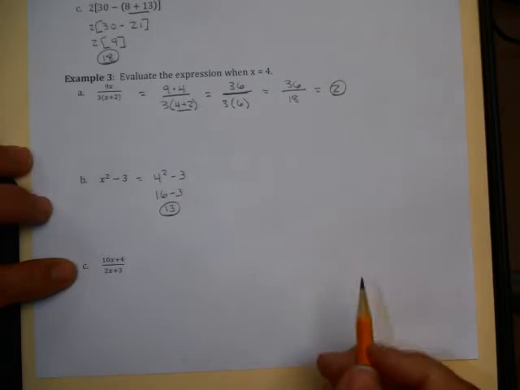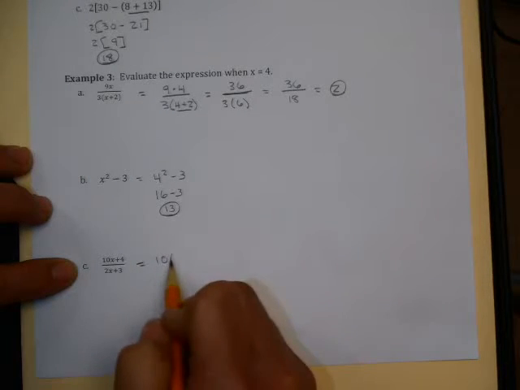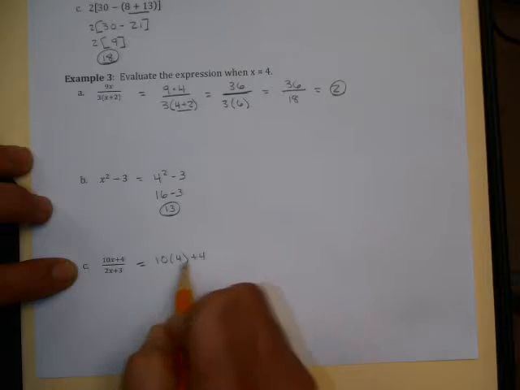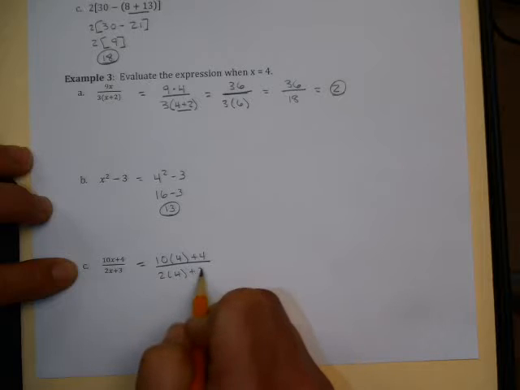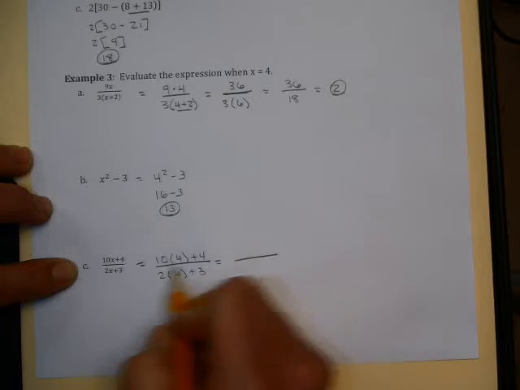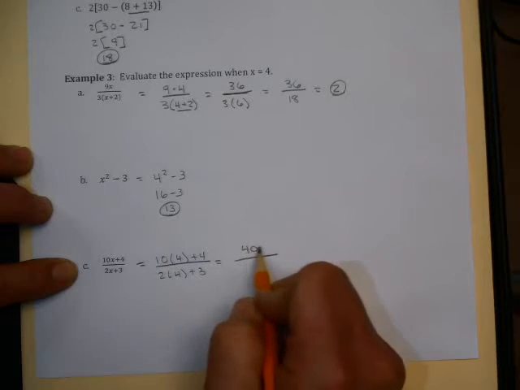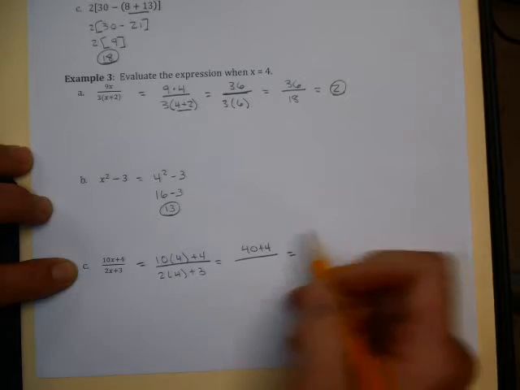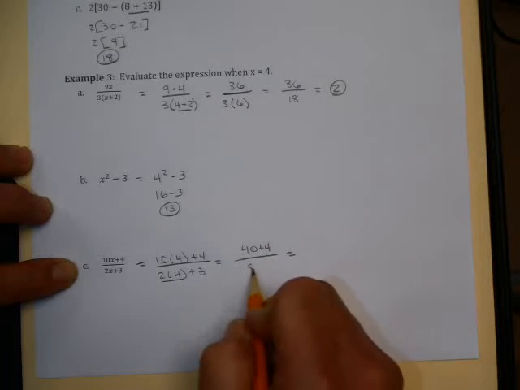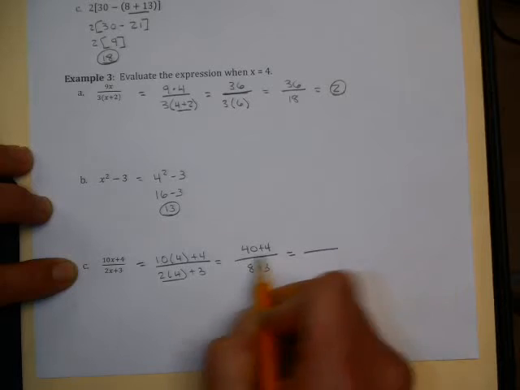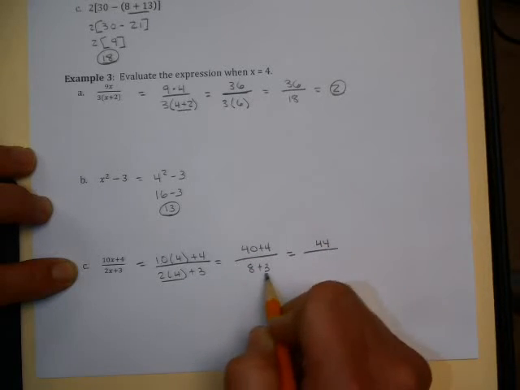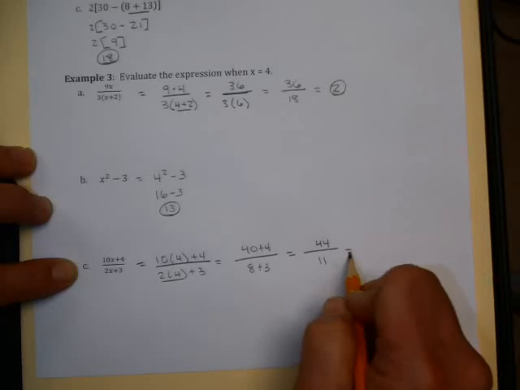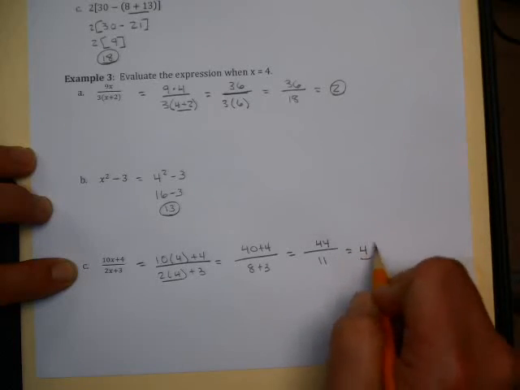And last, letter C, first substituting the value, and then we'll apply multiplication. And notice I'm working on the top first. 10 times 4 is 40. And then on the bottom, 2 times 4 is 8. And so combining the 40 plus 4 is 44. And on the bottom, 8 plus 3 is 11. And finally, I can divide those to get 4.